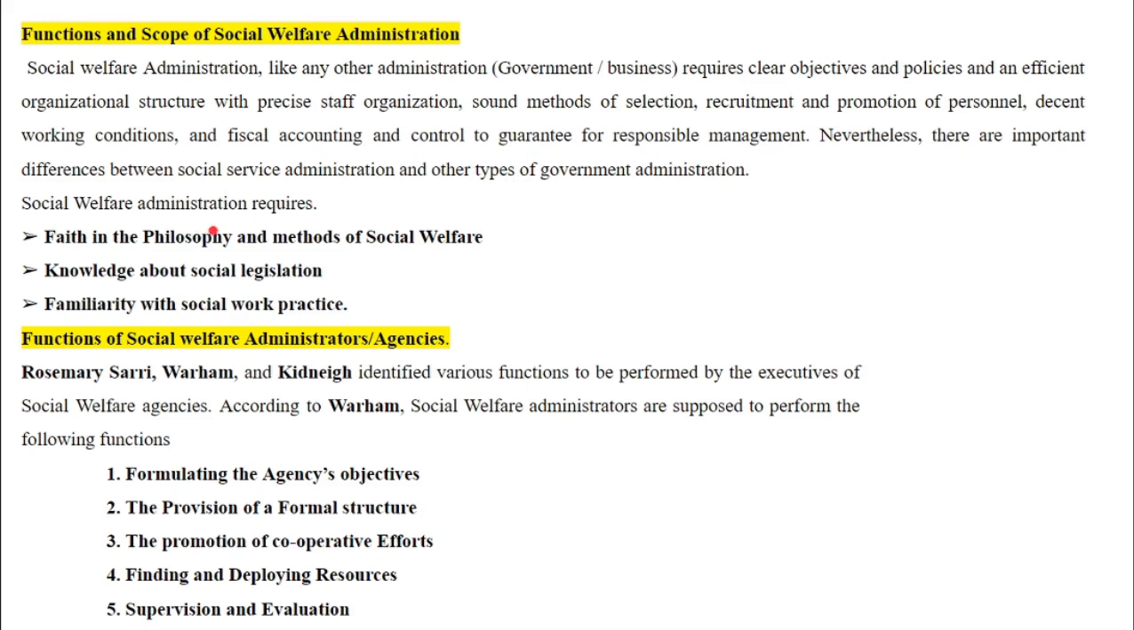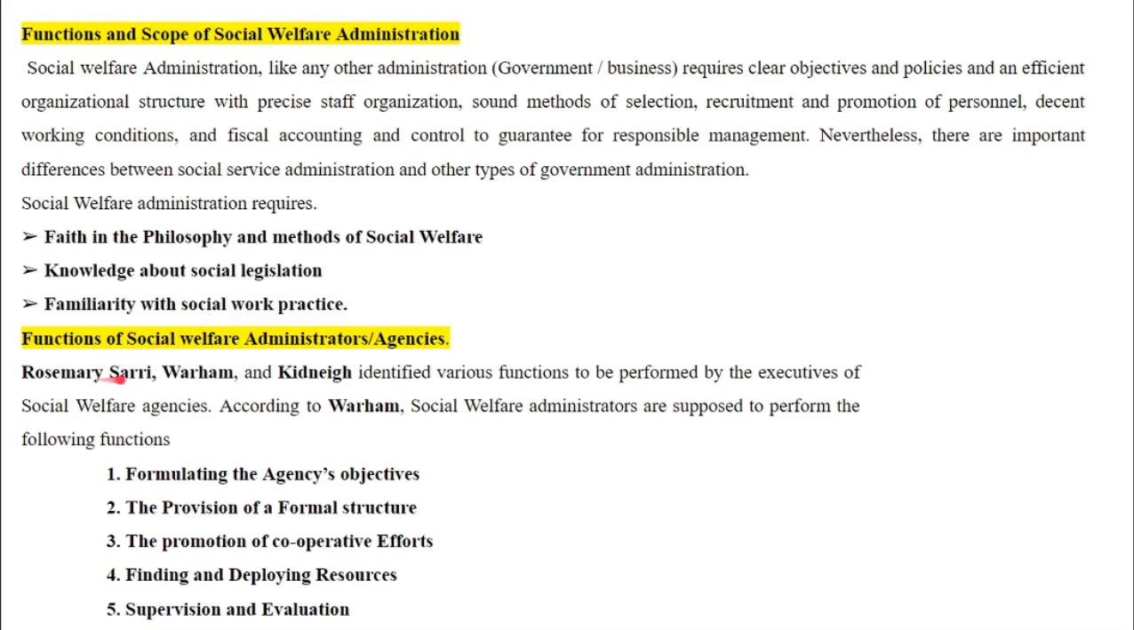So social welfare administration requires these three things: faith in the philosophy and methods of social welfare, so this should be there in social welfare administration. The second one is knowledge about social legislation, and the third is familiarity with social work practices. These are the areas that are required for social welfare administration.